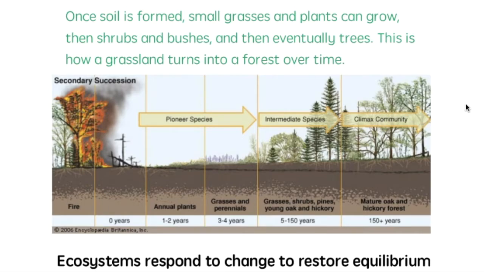And then after about 150 years, you can have what's called the Climax Community, meaning the peak community. And that's where the ecosystem is really stable. Just like we maintain homeostasis, ecosystems also respond to change and restore the equilibrium. And we talked a bit about biodiversity last unit, and the more diverse an ecosystem is, the more stable it will be. So lots of different types of plants and animals that rely on each other and are interconnected in the food webs, that makes for a very stable environment.